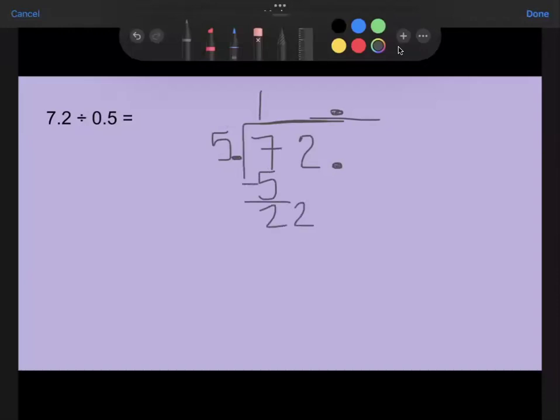5 is going to go into 22 4 times, so that would be 20. When I subtract it, I have 2 left over. So here's another situation where we can't have a remainder. So to keep going, I have to place a decimal, which I already did, but also I have to add a 0 to the remainder and keep dividing. So I'm going to make 2 into 20 by adding a 0. 5 goes into 20 4 times. 4 times 5 is exactly 20, which means I have no remainder. So now with no more numbers to bring down and no remainder, now I know my answer is complete. So my answer here would be 14.4.